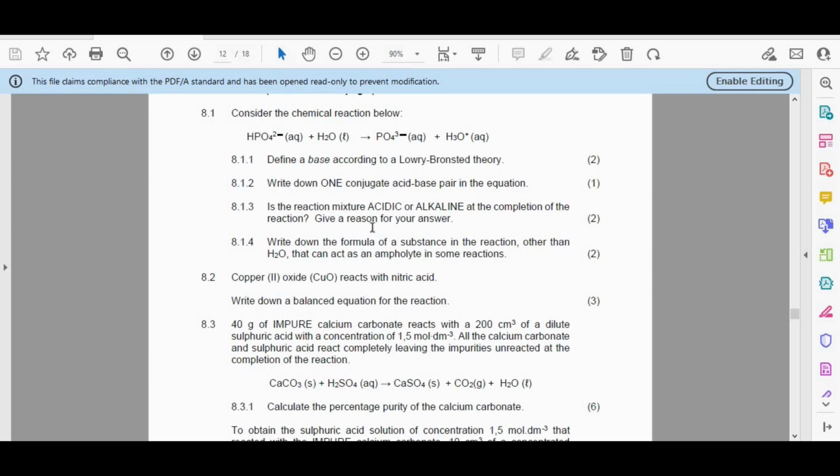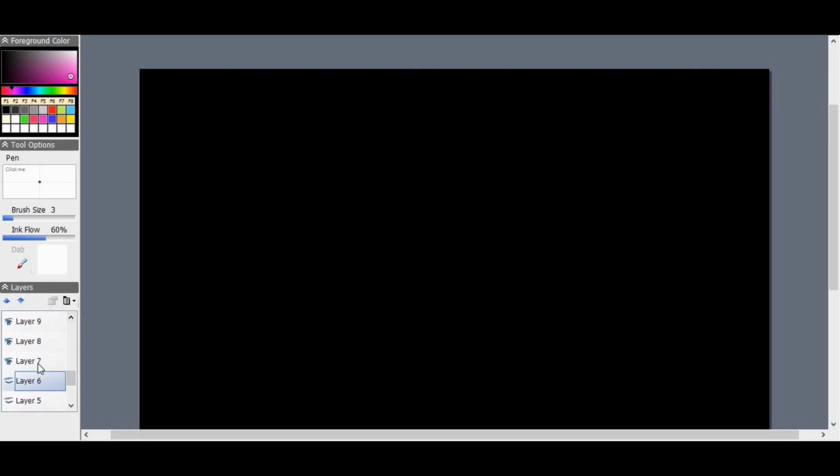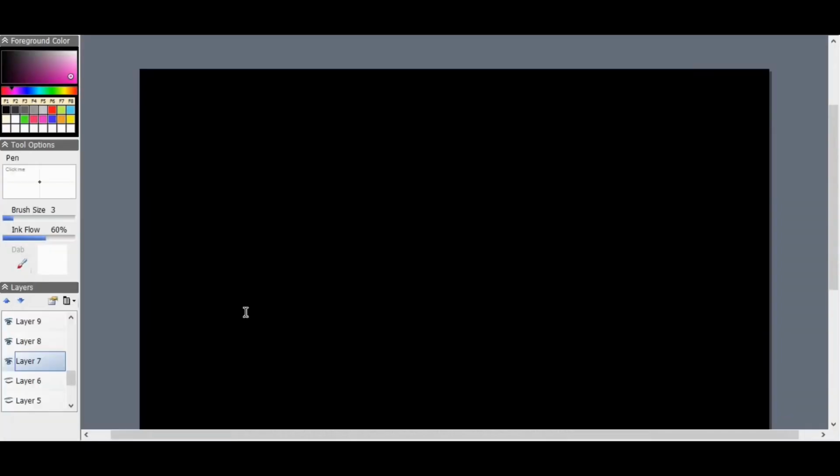8.1.2 says write down one conjugate acid-base pair in the equation. So let's pull that up one more time and have a look. That may be HPO4 2 minus and PO4 3 minus. Of course, the other one would be H2O and hydronium, but you can pick whichever one. For 8.1.2, I'm going to pick HPO4 2 minus and PO4 3 minus. They are a conjugate acid-base pair.